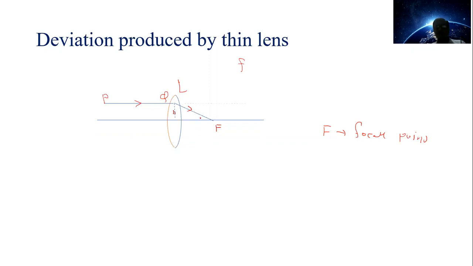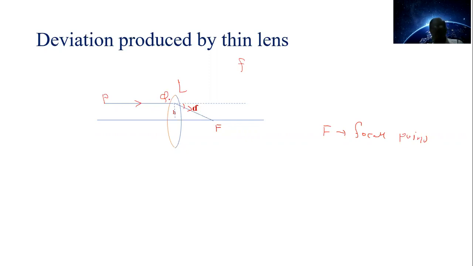Now, in the absence of this lens, the light ray would travel along this dotted line, this straight path. But due to this lens, it undergoes changes here. Now, here delta represents the deviation. This is the original path of the light, but due to the lens it changes its path along QF, and therefore this represents the deviation produced by the lens, that is delta here. Do you get this?